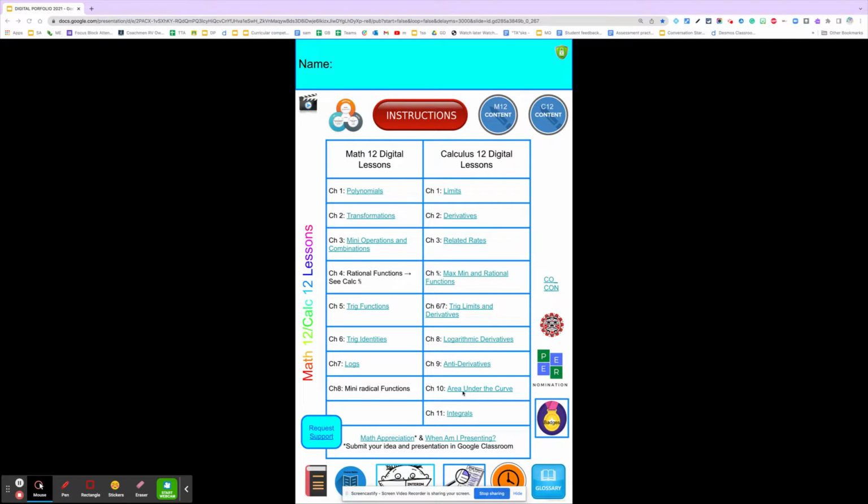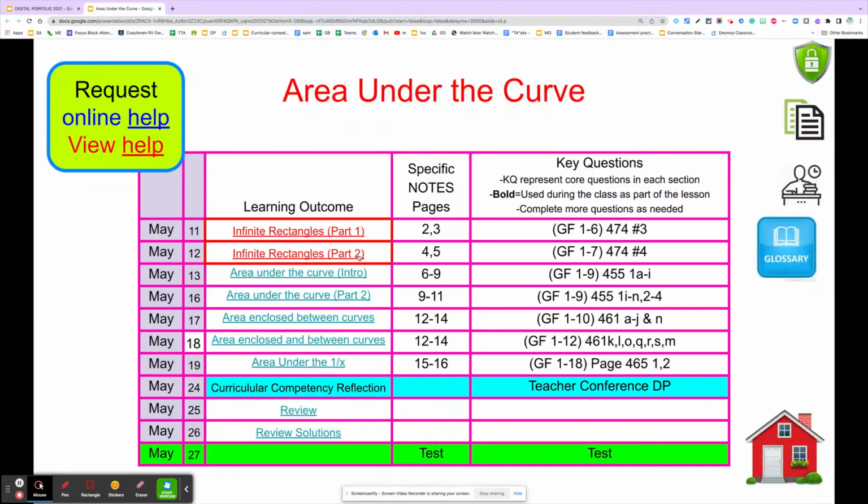So we're going to dive right in at Area Under the Curve, Chapter 10. And we have completed infinite rectangles, which you guys have become very comfortable with, though it is long. I know that you know how to do it. We have introduced you to the beauty of antiderivatives to find the area under the curve. And now we're going to add one new layer.